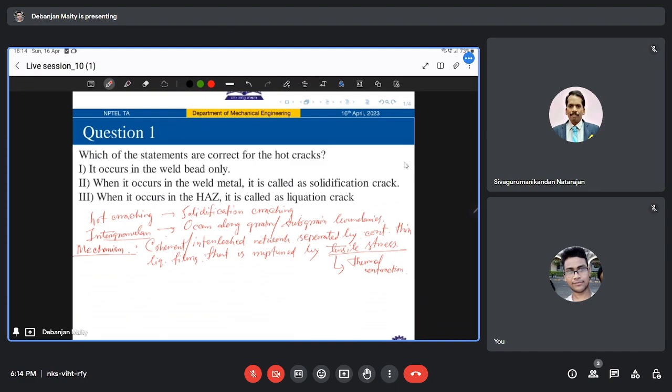If a sufficient amount of liquid metal is present near the cracks when they form, they can be healed. If not, the cracks will appear and they can open up as tears. For this reason, solidification cracks are also called hot tears.